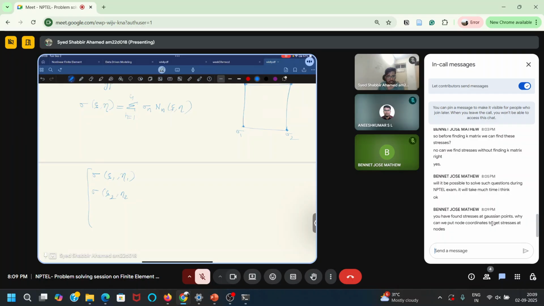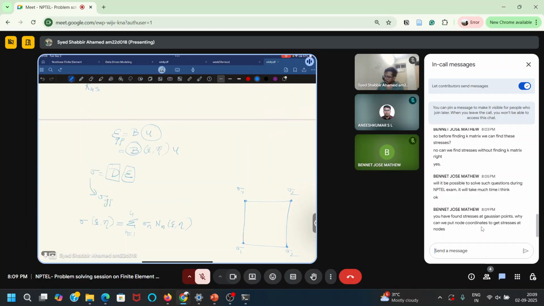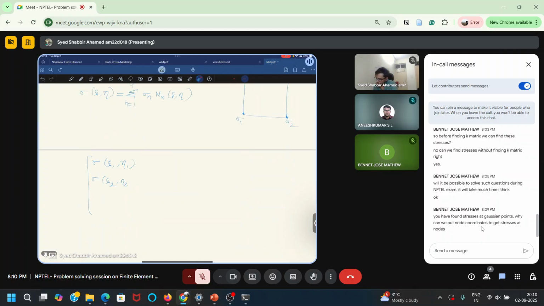Why can we put node coordinates to get stresses at those nodes? But the stresses which we get here, this sigma GT which I get here, are numerical values. I cannot substitute any eta and eta here. These are not expressions. These are all numerical values. From these numerical values, I want to extrapolate and go to the outer nodes. So I cannot substitute eta and eta directly here.